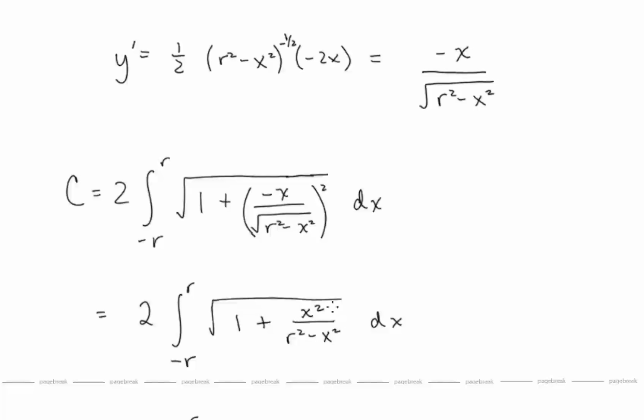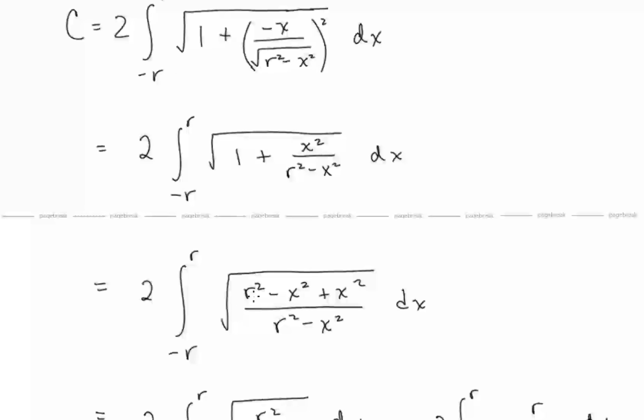Now if there's any hope of getting something we can integrate here, we're going to have to combine this into one fraction. So let's write this 1 as r squared minus x squared over r squared minus x squared. And so we have r squared minus x squared plus x squared over the common denominator r squared minus x squared. And notice in the numerator these cancel, and so we have radical r squared over r squared minus x squared. We know r is a radius and it's positive, so we can simplify the numerator as radical r squared. We can simplify that to r, and we can keep the radical just for the denominator. And so now we're here.